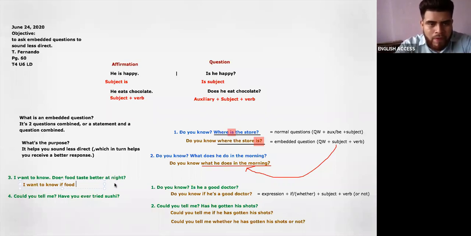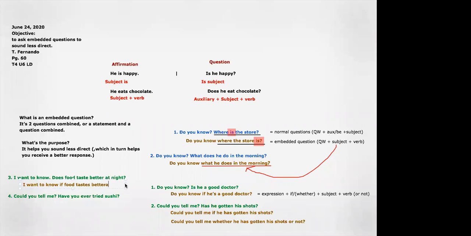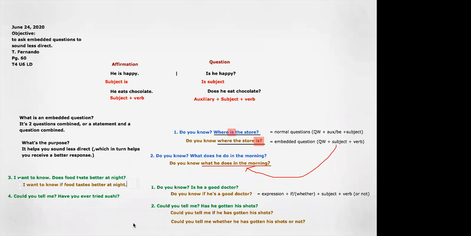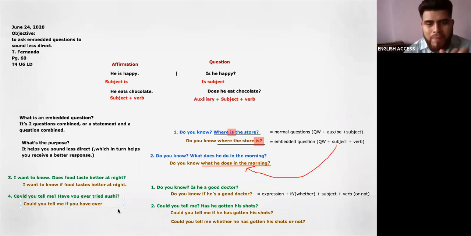Okay. But what you said is correct. I don't know if food tastes better at night. Yes, that's good. Okay, thank you. And in the second one, I wrote, could you tell me if you, there again, the same problem. I start writing have ever, then have ever. So I'm confusing that part again with the tense. Yeah, the tense stays the same. Try sushi. Yes, if you've ever tried sushi. Excellent.